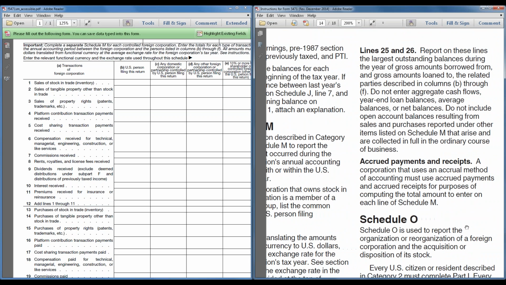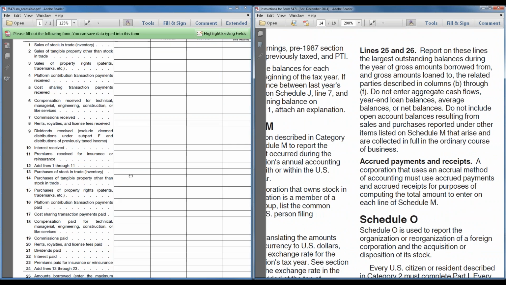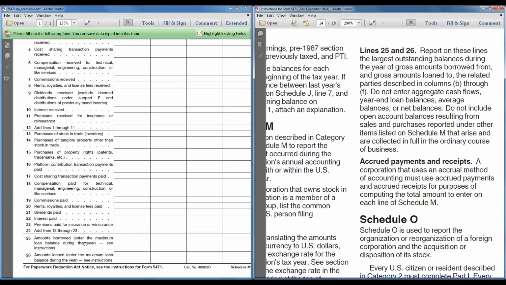Lines 25 and 26, really important. Back to thin capitalizations, also investment in U.S. properties. This is a real firecracker of a line. You can't understate its importance. And it says, report on these lines the largest outstanding balances during the year of gross amount borrowed from and gross amount loaned to the related parties.